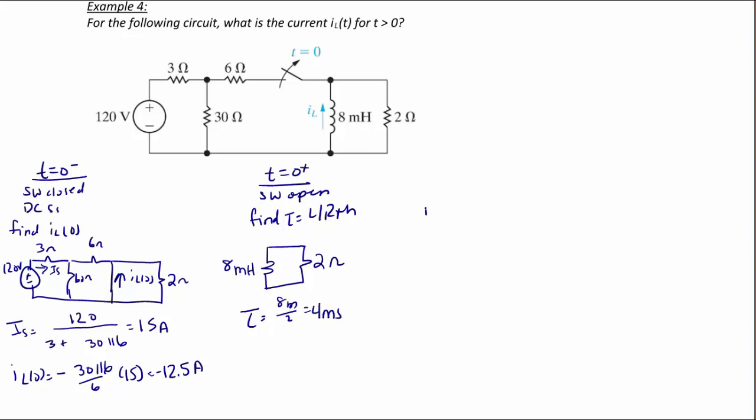So finally, IL of t is equal to I of 0, negative 12.5 e to the negative t over 4 milliseconds. Or alternately, you can write that as IL of t is equal to negative 12.5 e to the negative 250 t amps for t greater than or equal to 0.